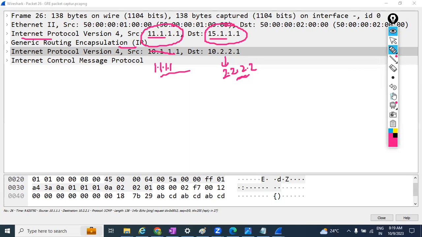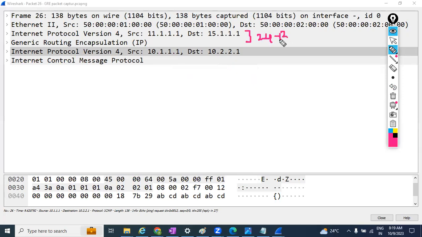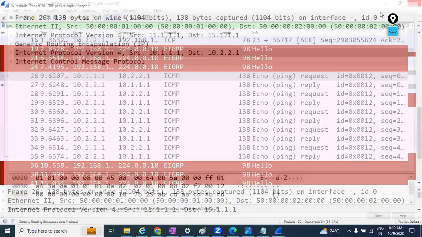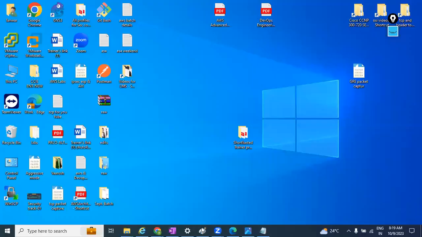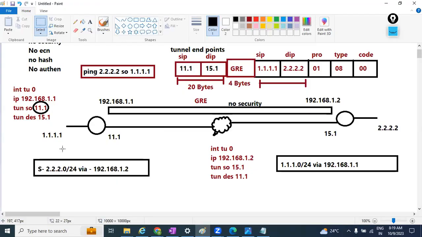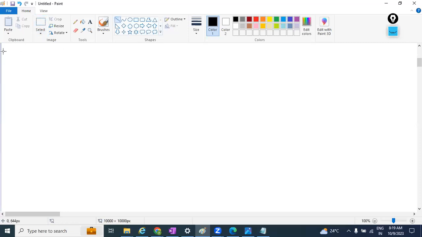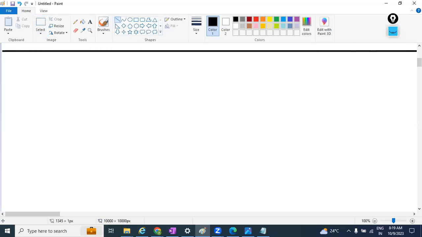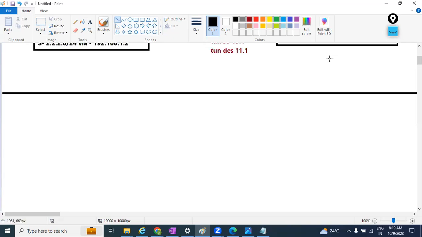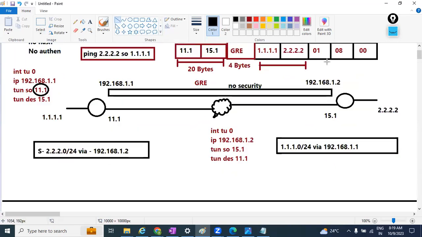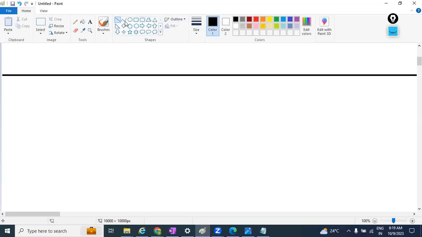So how many bytes of header is it adding? It's adding 24 bytes. Clear? But this is not secure, the reason being that we don't have any security on it. There is no encryption, no hashing, and no authentication. Clear? Okay. So this is the first and basic route-based VPN, which is all about GRE, the first flavor.